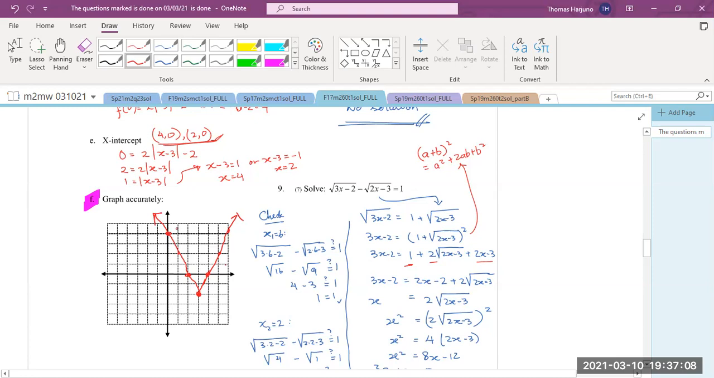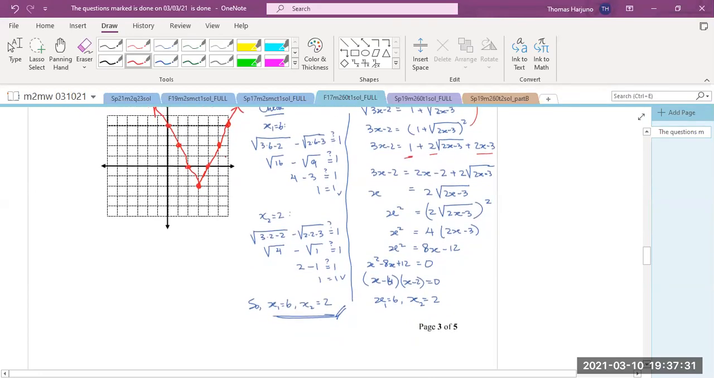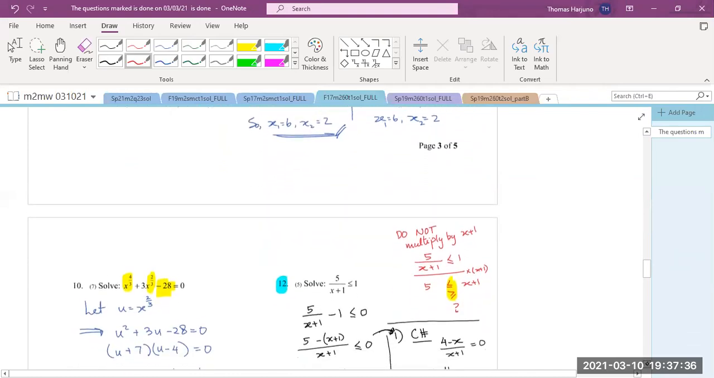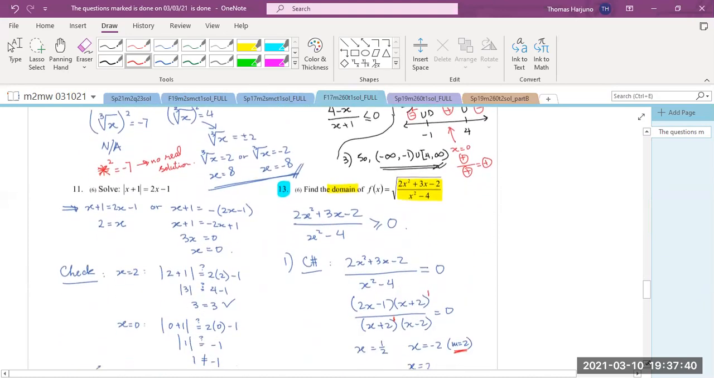If you have a ruler, of course, that's better, right? Okay, but as long as you bubble it, then I know you know. Sometimes it's kind of hard to draw it so accurately though. But if you bubble it, then I know this graph passed through or contains what important coordinates. That's for page three of this test. Let's see the rest. Number 10 is done, 11 is done, 12 is done, 13 is done.